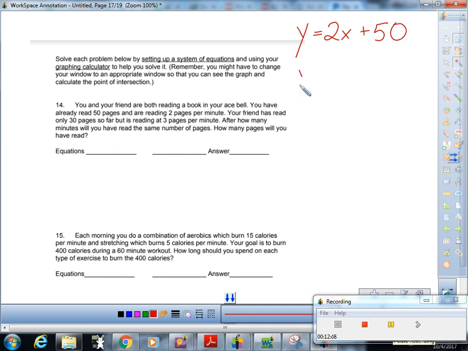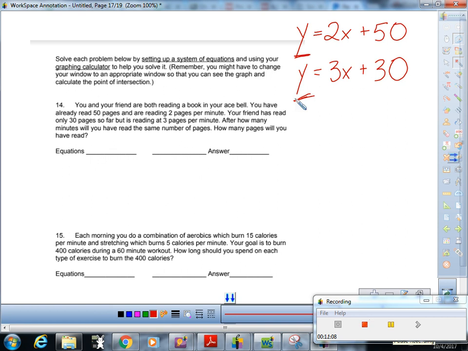Your friend's equation is 3 pages per minute. But they didn't start as far ahead as you. And you want to figure out when you two will be on the same number of pages. Okay, well, the number of pages that you read in this case is y, and x represents the minutes that you've been reading. So what we want to do is solve this for both variables.